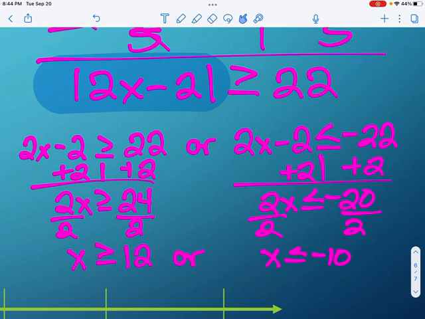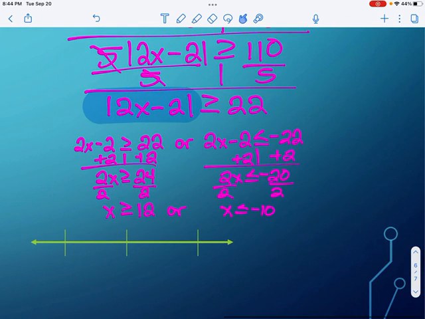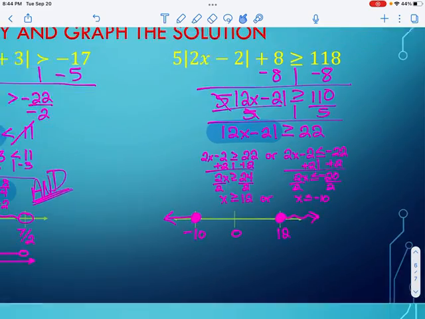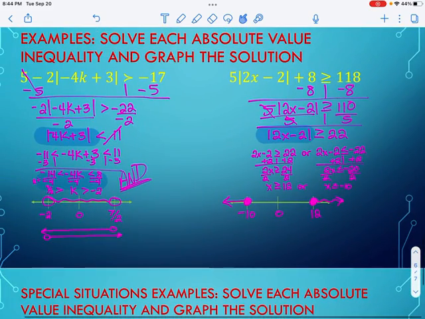Now remember, this is an or statement. So that means I get to include both graphs. So negative 10, 0, and 12. The first one says x is greater than or equal to 12. So I'm going to do a closed circle at 12, shade to the right. The second one says x is less than or equal to negative 10. So it's going to be a closed circle at negative 10, shade to the left. And that's what that inequality is going to look like.